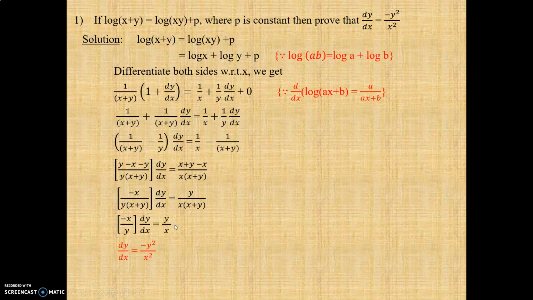Now cross multiplying, dy upon dx is equal to minus, this y will come into the numerator, so y square upon x square. This is the final answer for this question.